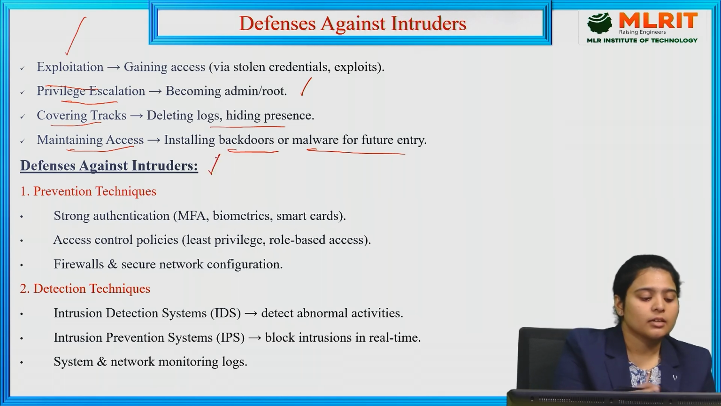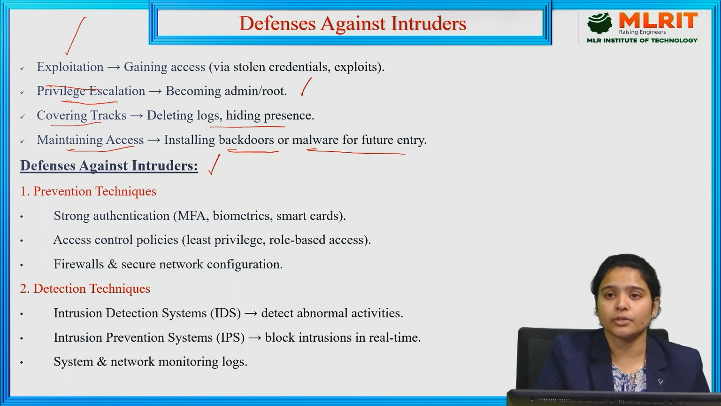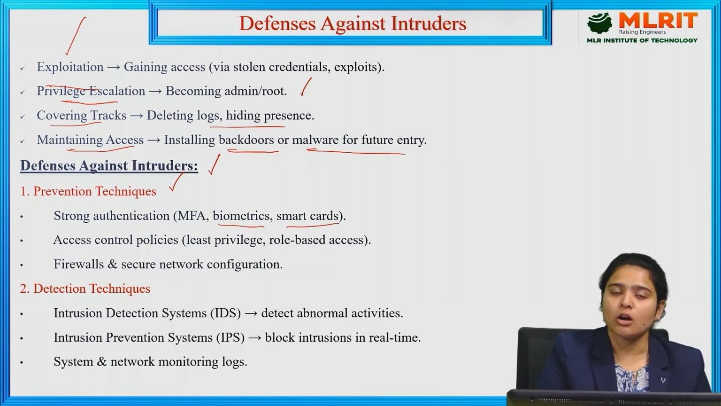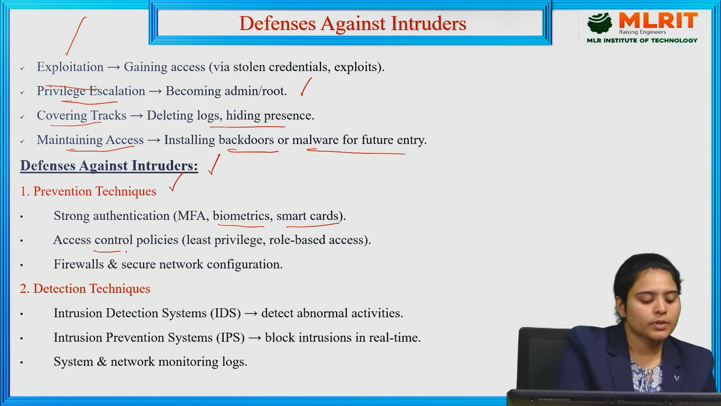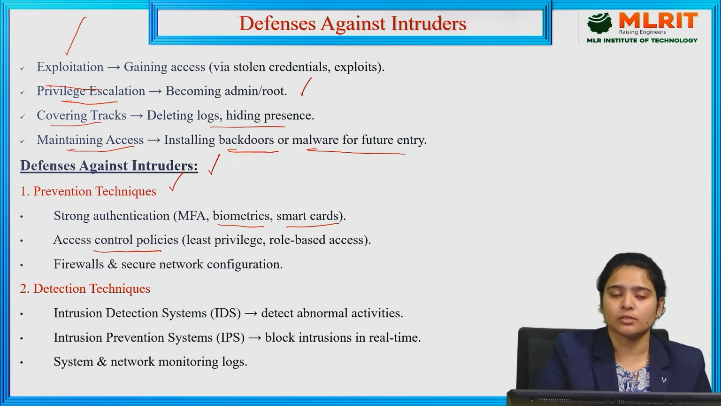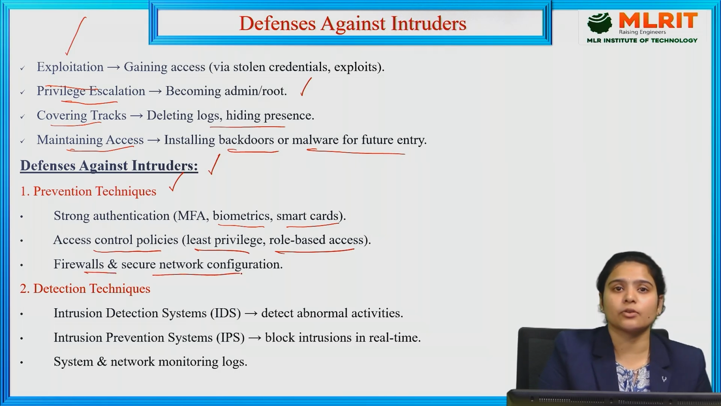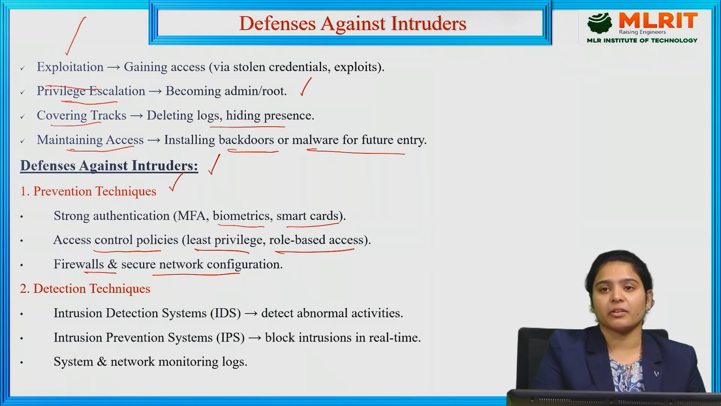The next one is defense against intruders. Defenses against intruders consist of three types. One is prevention techniques. In prevention techniques, biometrics or smart cards are used for strong authentication. The next one is access control policies, which are role-based or follow the least privilege principle. Firewalls and secure network configuration also come under prevention techniques.